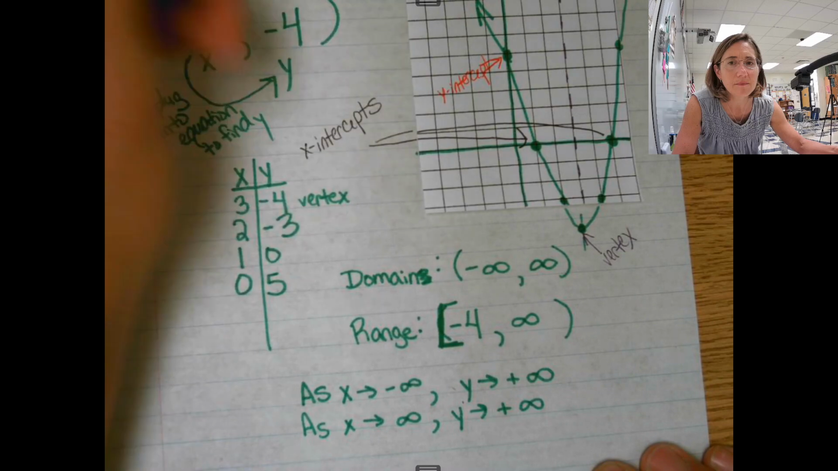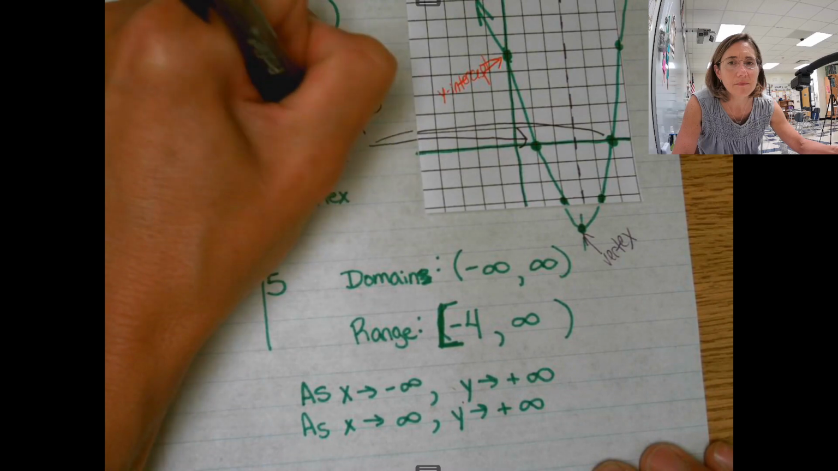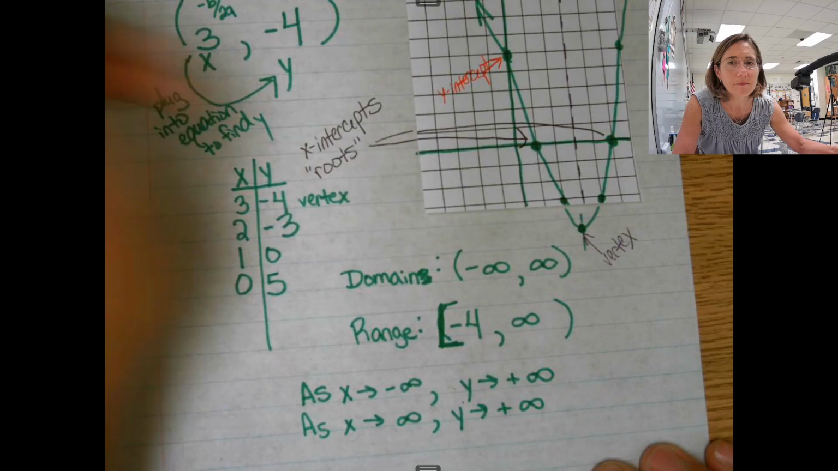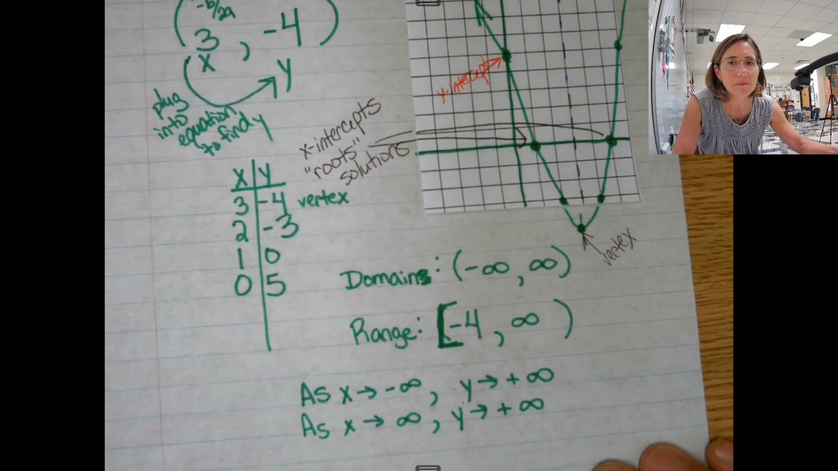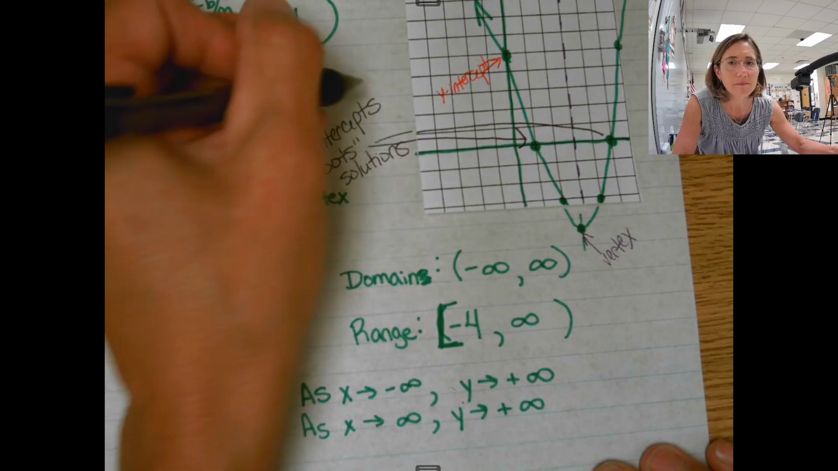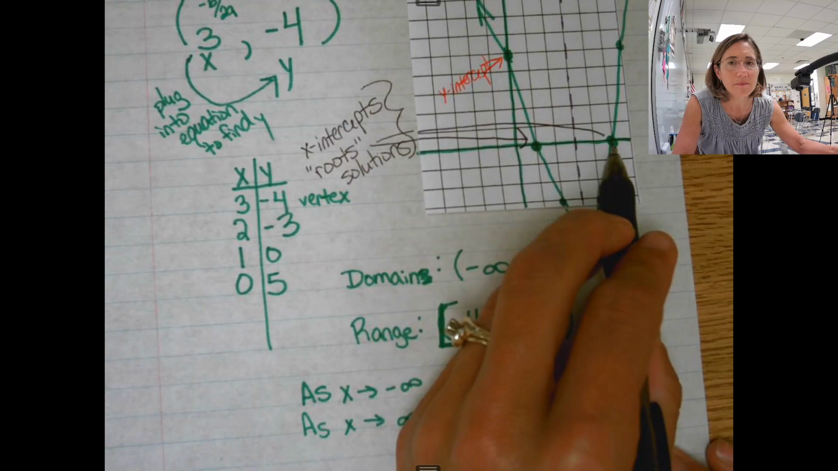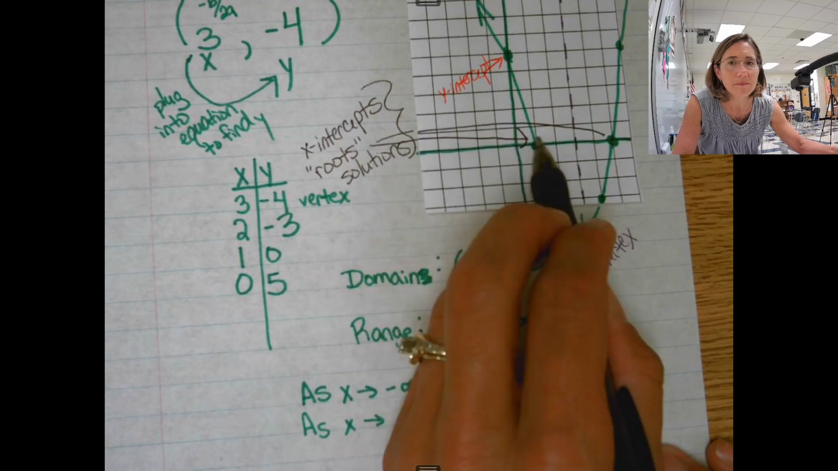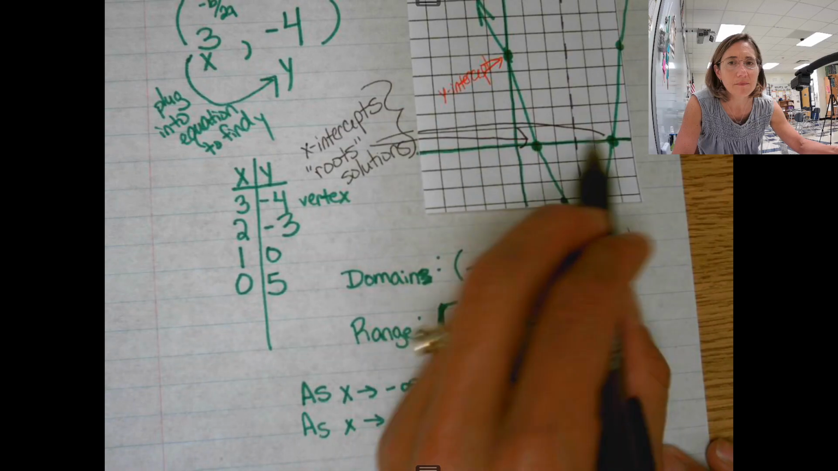We also refer to these as the roots and the solutions of the quadratic equation. So those are all code words, okay? Those are all referring to the x-intercept. So I could say, solve it, find me the roots, find me the x-intercepts. They all are saying, well, where's that happen at?